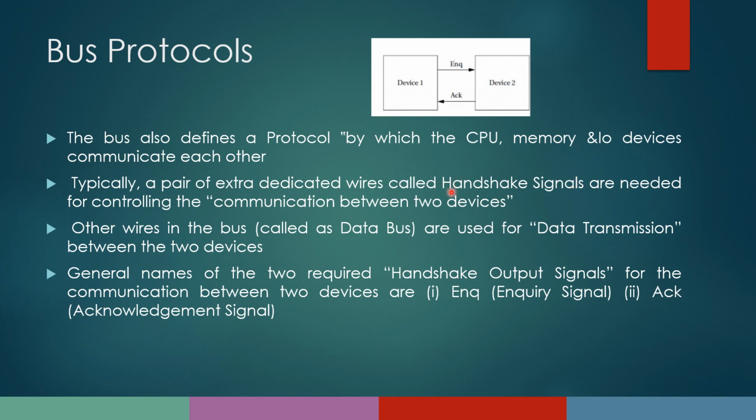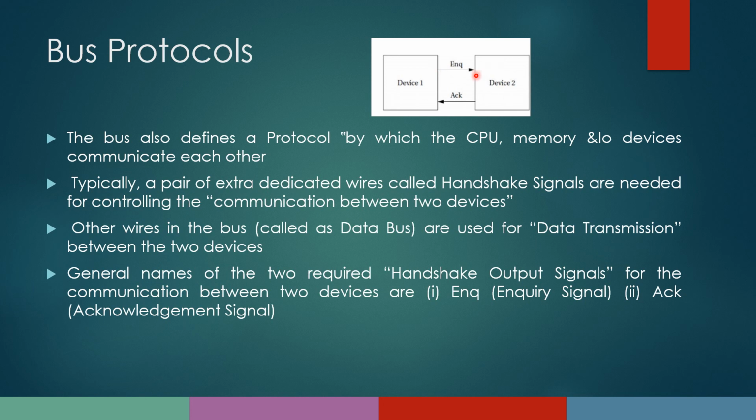After this handshake signal occurs only, then the data transmission will take place. So generally the names of the two required handshake output signals for communication are, first, the enquiry signal. That is, in the figure, device 1 is enquiring to device 2 whether it is ready for data transmission.